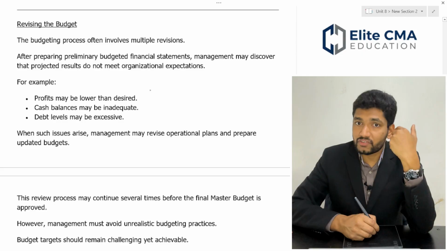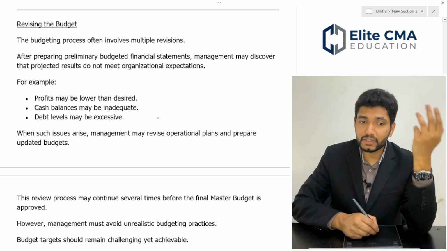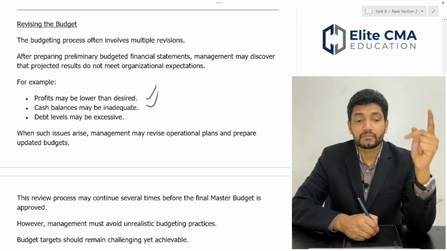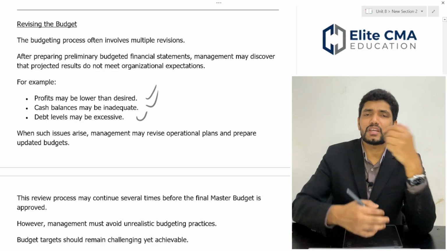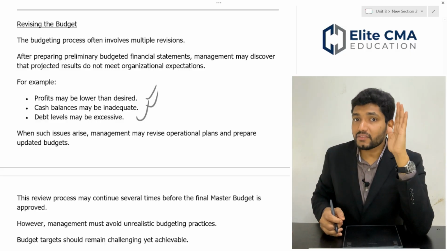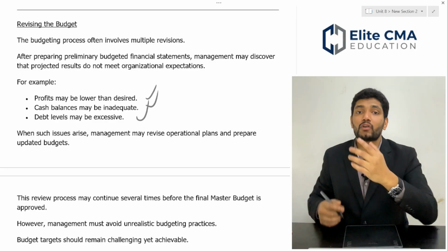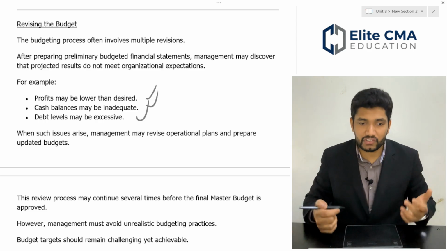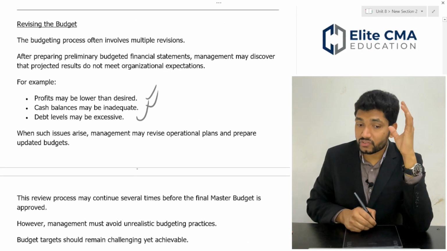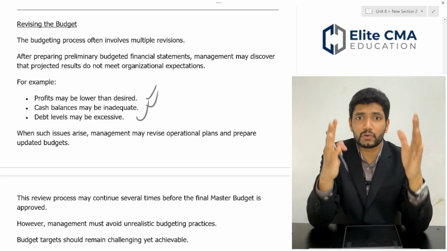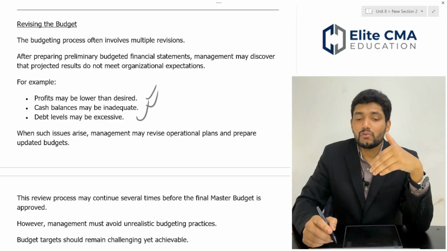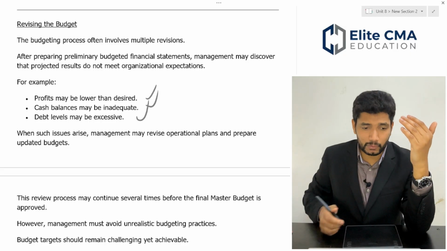For example, once the middle level management submitted a proposal, the profit may be lower than desired, or the cash balance may be inadequate, or the debt level may be excessive. These are some examples where the top management can raise concerns and request the middle level management or lower level management to revise their operational plan. This process may continue several times before the final master budget is approved.